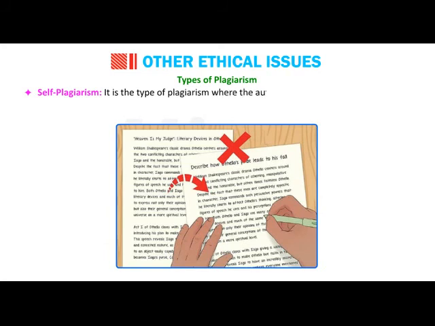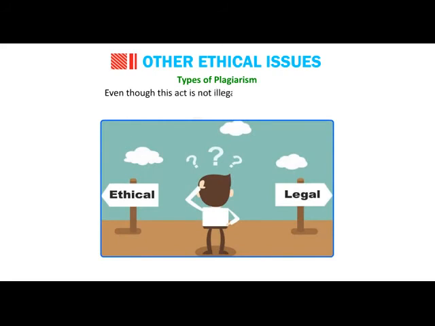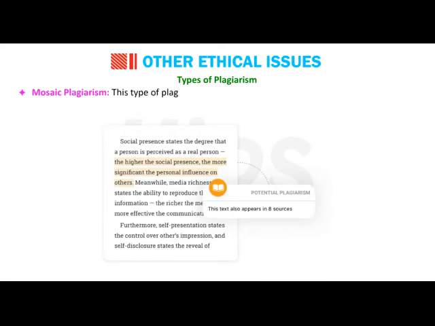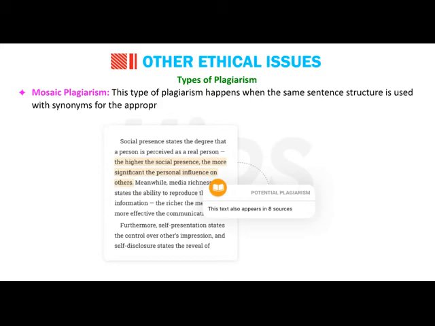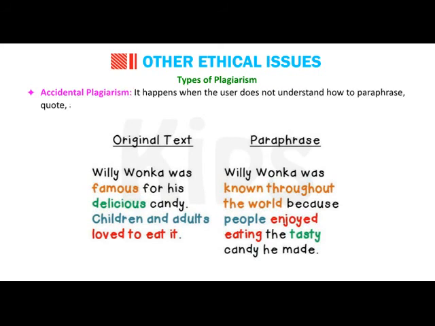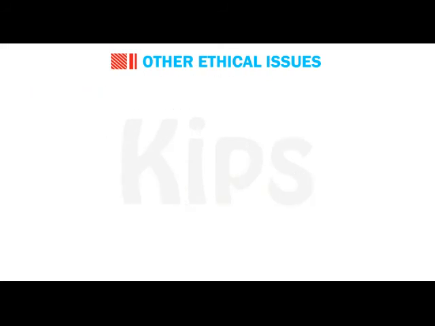Self-plagiarism is the type of plagiarism where the author uses his original manuscript in more than one context without citing that it was used earlier as well. The reader is made to believe that the text is unique in every context that it is being used in. Even though this act is not illegal, it is not ethical either. Mosaic plagiarism. This type of plagiarism happens when the same sentence structure is used with synonyms for the appropriate words of the sentence. Accidental plagiarism. It happens when the user does not understand how to paraphrase, quote, and cite the research properly.